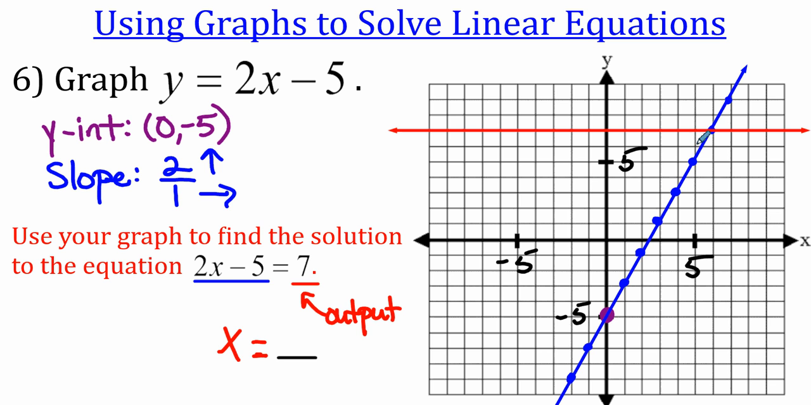Well, notice, where do they intersect? Right here. What input goes with that? Well, if we go down to our inputs, we can see that the input that goes with it is 6. So we've solved our equation graphically. We know when there's an output of 7, the input is 6. Now, algebraically, you know how to solve that by adding 5 to each side and dividing by 2. But if you have the graph, it's very easy, looking like we did before with our functions. If you know the output, what input goes with it?